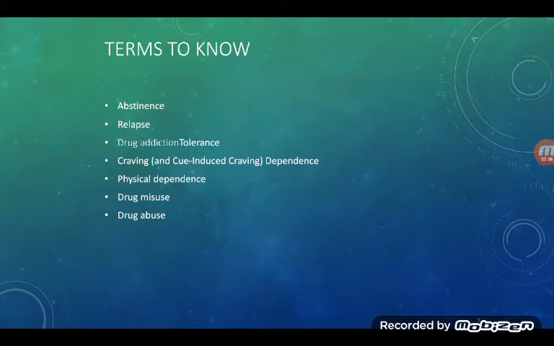And then physical dependence, which is a dependence that is there when you take the drug away. That person has some sort of a withdrawal, and the withdrawal is physical. You can definitely see it. Drug misuse, which is using a drug not for its intended purpose, and then drug abuse, which ends up using a drug obviously beyond its intended purpose, but also it is negatively affecting that person's functioning in their life.